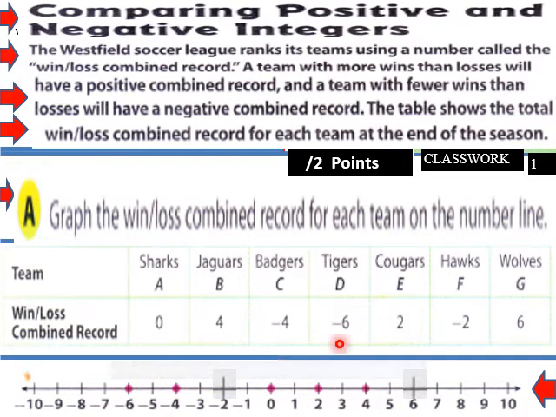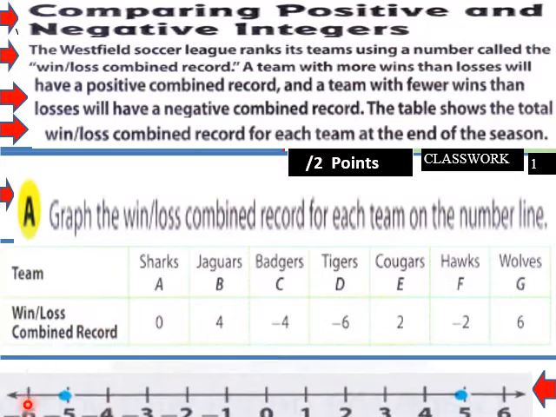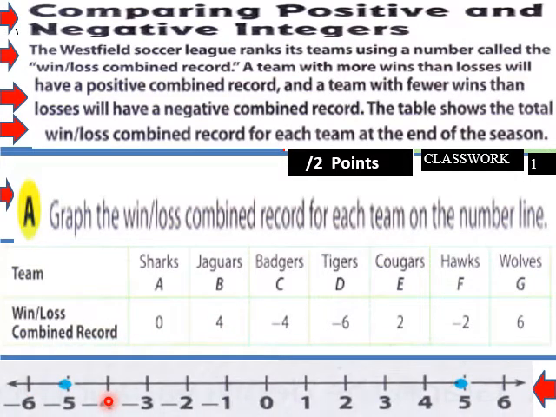And then +2 would be the Cougars. -2 would be the Hawks. And then +6 would be the Wolves. So students, this is what you should have on your classwork sheet here, are these plots here for the records of these soccer teams.